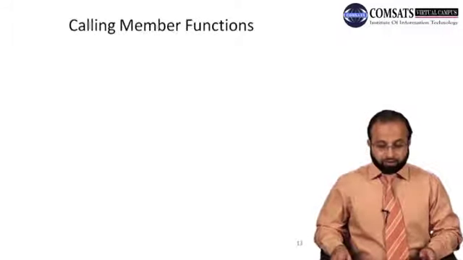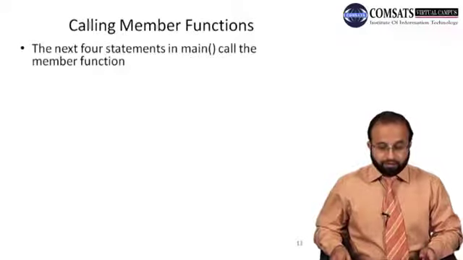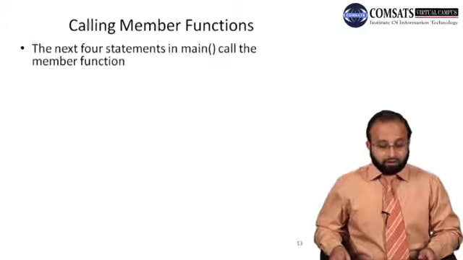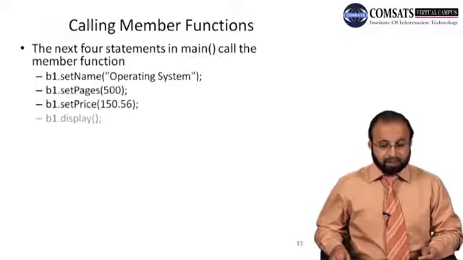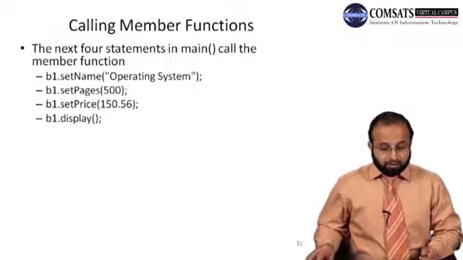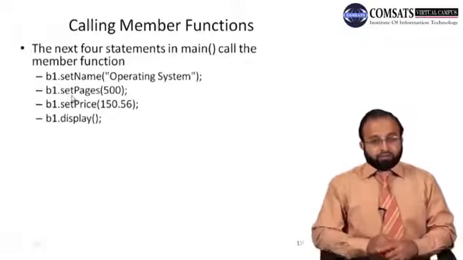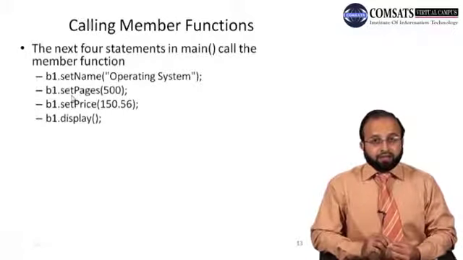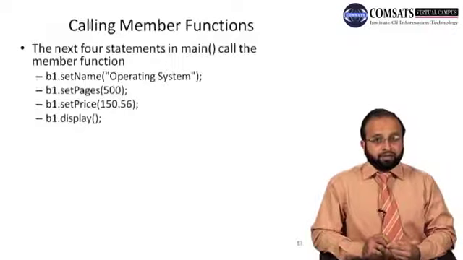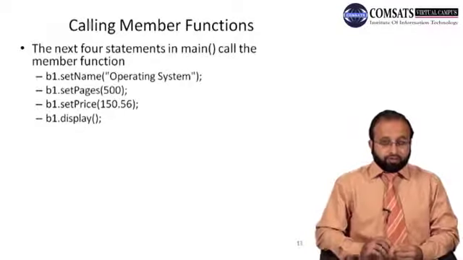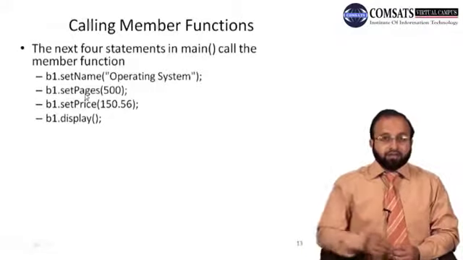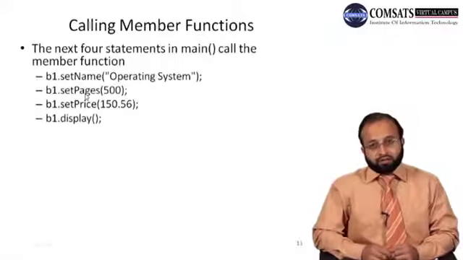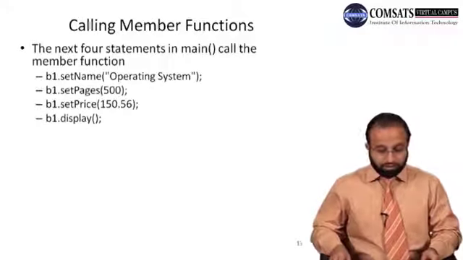Now, calling member functions. The next 4 statements in main are calling member functions. We have seen these: set name, set pages, set price, and display. So whenever a member function is called with an object, then the private data members of that object can be accessed within that member function. So b1 dot set pages: the private data members of b1 will be accessible inside set pages, which is a member function of the class. Okay, this is what we have observed.